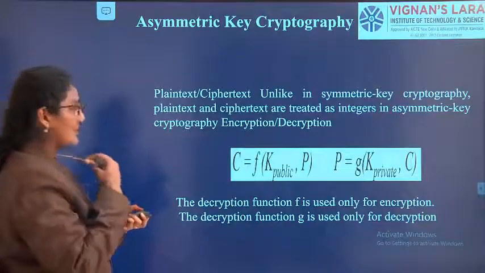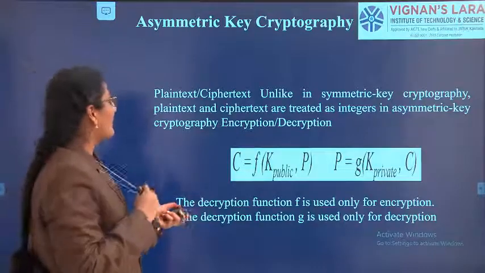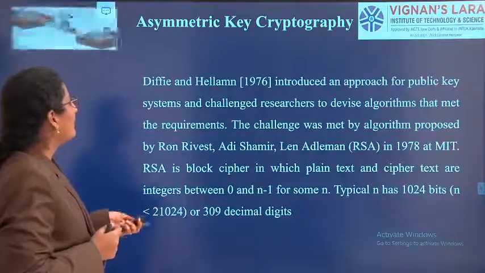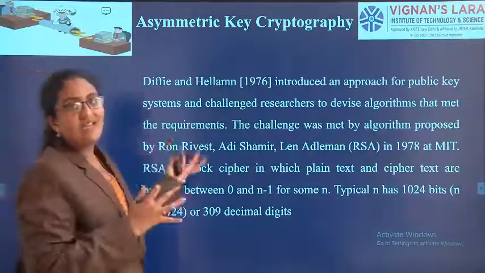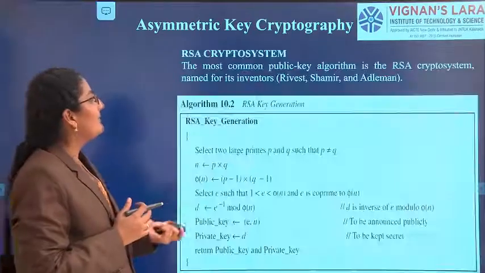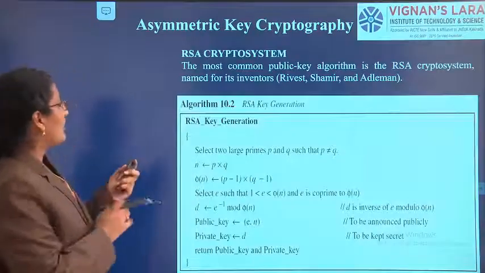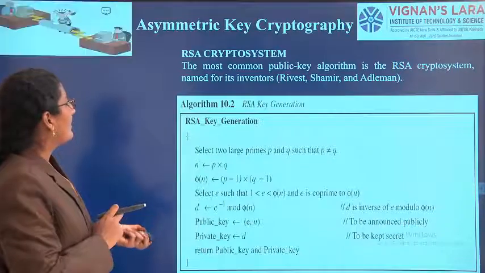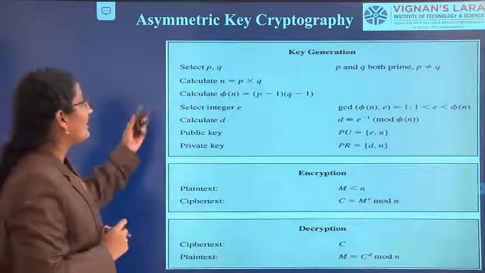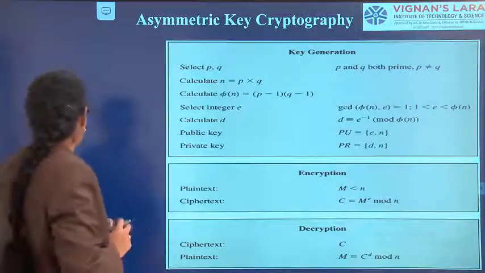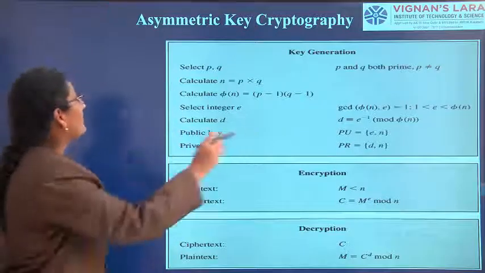Then we have seen the formula for calculating ciphertext and plain text. Then we have seen why the RSA algorithm was invented, and what the RSA algorithm is. We have seen what key generation is, what encryption is and what decryption is. So what is key generation?